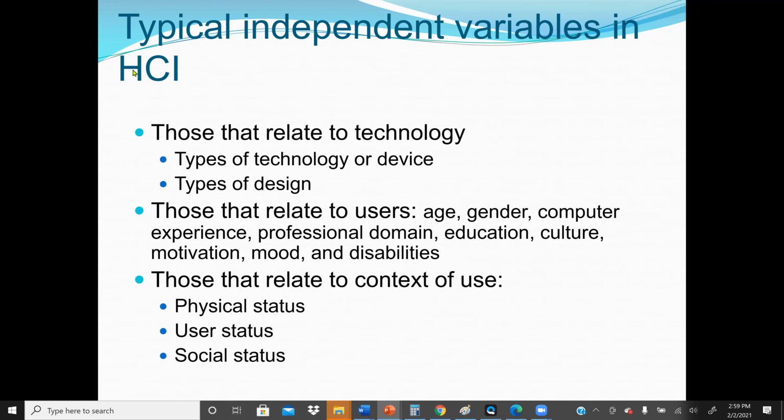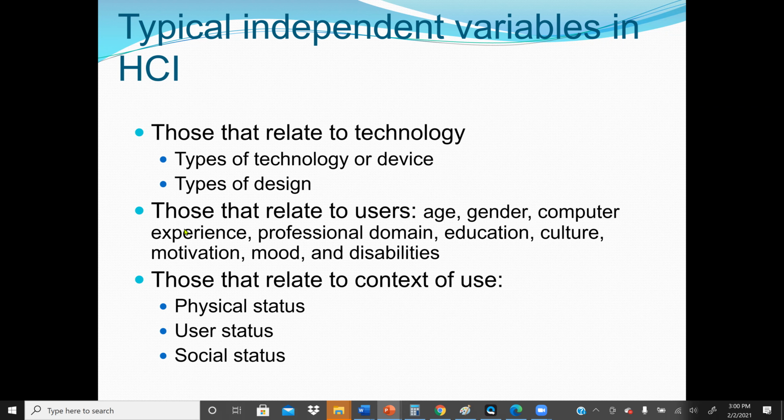So in the human-computer interaction field, there can be so many typical independent variables, but this is just a few examples. Here we say those that are related to technology, so the independent variable here can be the device you are using. Let's say I'm using a mouse or keyboard. So types of technology or device and the design of it. The independent variable again in the medical field can be the behavior of the patients, the characteristics of the patients.